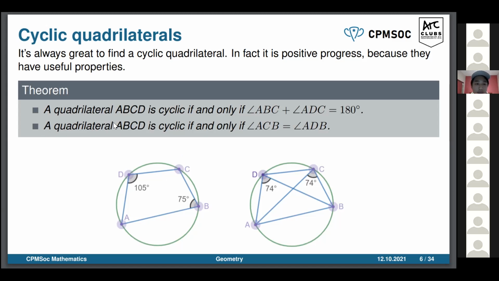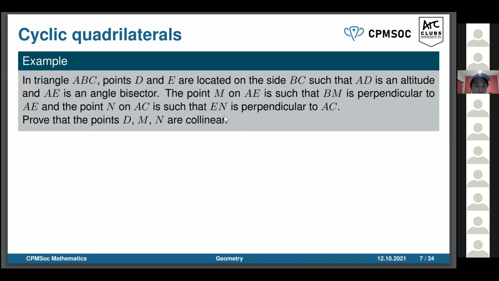And another property is that a quadrilateral ABCD is cyclic if and only if angle ACB is equal to angle ADB, which is basically what we used to solve our previous problem. So the angles subtended by the same arc will be the same. And here's another example to consolidate our understanding.